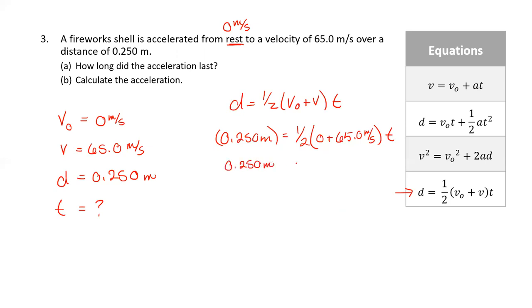So now that we have that, let's simplify. 0.250 meters is equal to 0 plus 65 is just 65. So half times 65 leaves us with 32.5 times time. And then we're going to divide both sides by 32.5.